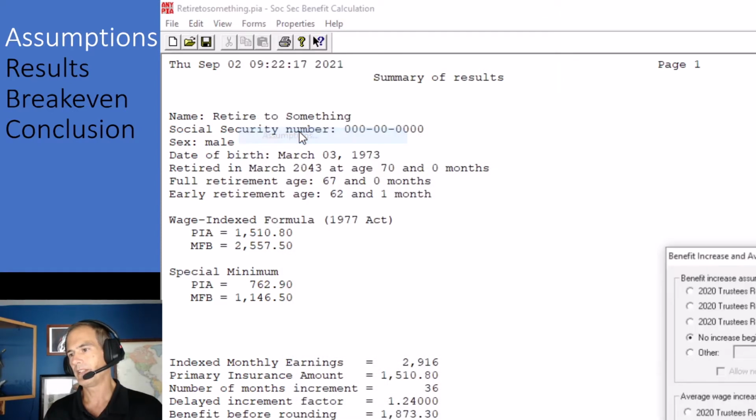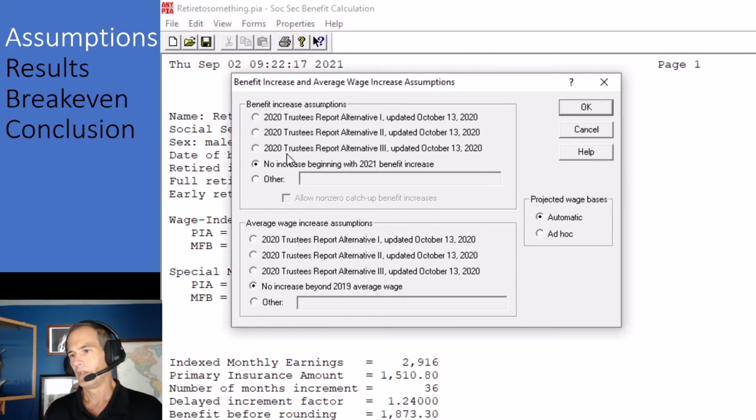Next form is assumptions. We're looking at everything in today's dollars. So for benefit increase, we're going to do no increase, beginning with the 2021 benefit increase. So we're going to select that. I'm not entering any income, so it doesn't really even matter what I put here, but no increase beyond 2019 average wage. And because we're not increasing our wages, this field for projected wage base doesn't matter. It just changes how it calculates the indexed wage increase. So for our purposes, we're looking at everything in today's dollars, so we're doing no increases to anything.